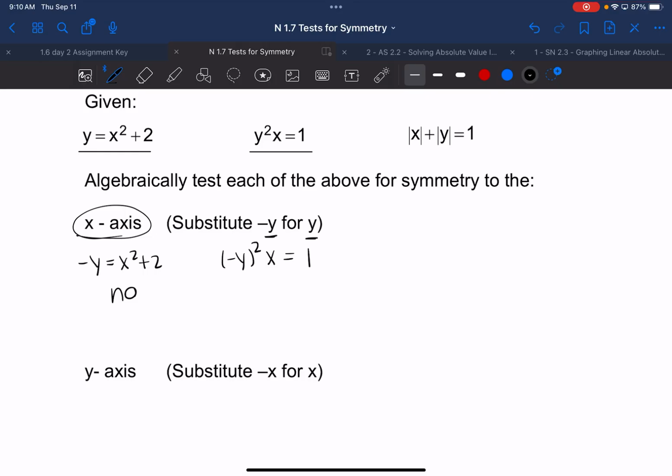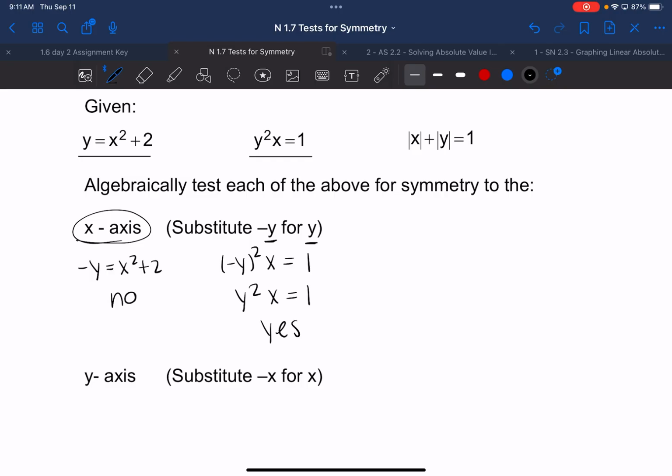Now I could do a little simplifying here, right? Because I do have a negative y being squared. And remember, squaring something means to multiply it by itself, right? So negative y times negative y would actually become positive y squared. And now this one looks exactly like what we started with now that we've simplified, right? So this answer would be yes, this one is symmetric across the x-axis.